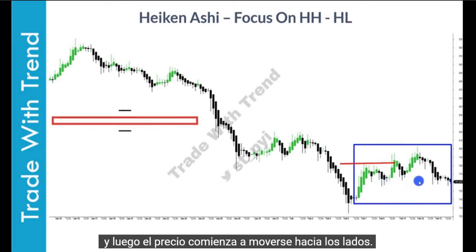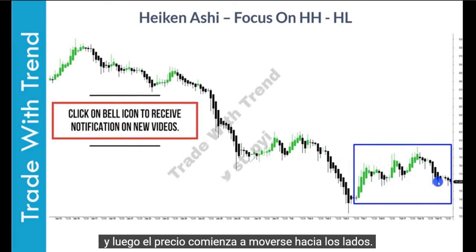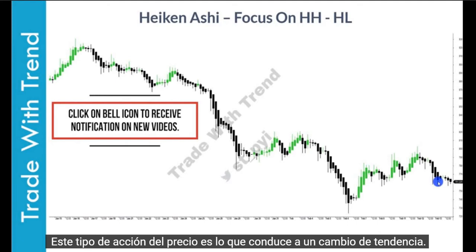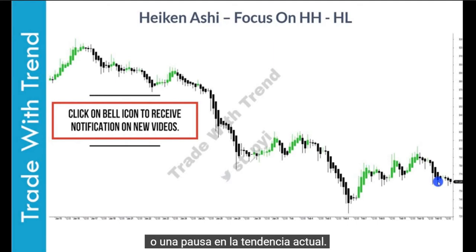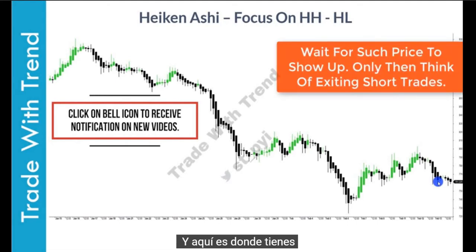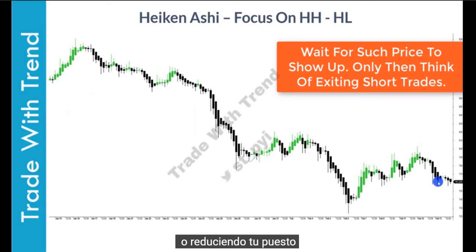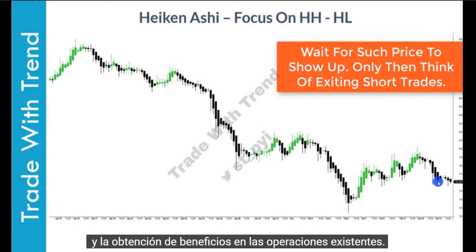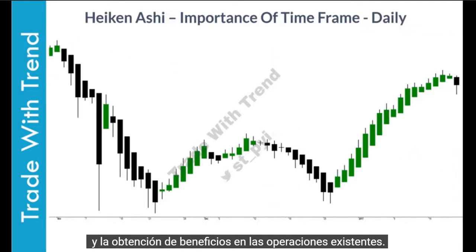And then price starts moving sideways. Now such type of price action is what leads to a trend reversal or a pause in current trend. And this is where you have to think about exiting your current trade or reducing your position and booking profit on existing trades. Let us now discuss time frame selection.